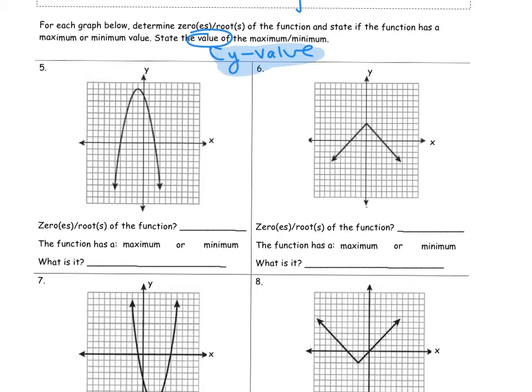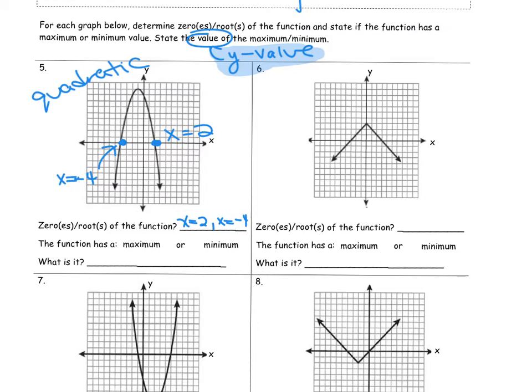All right, so let's take a look. For question number 5, we know that this is quadratic. So I'm just going to write this is a quadratic function because it has a parabolic shape. And the zeros or the roots for this function, it intersects when x is equal to 2 and when x is equal to negative 4. So those are my two roots, my two zeros, when x equals 2 and when x equals negative 4.